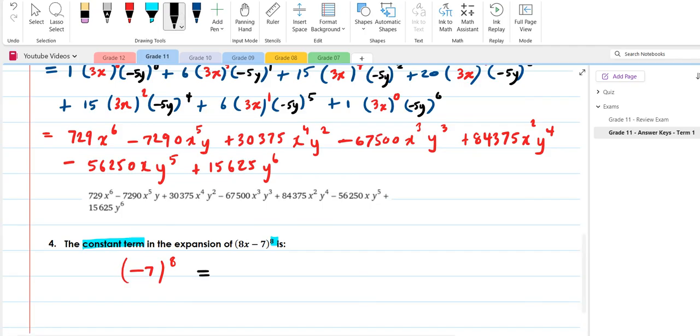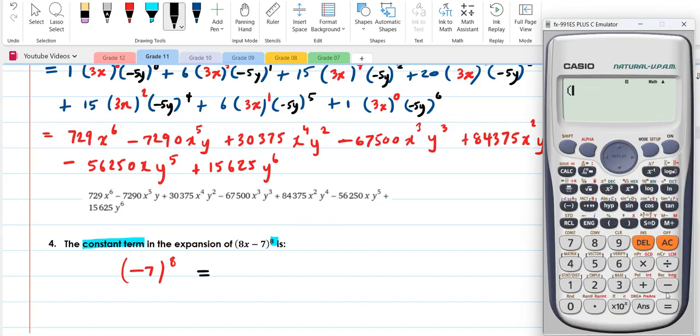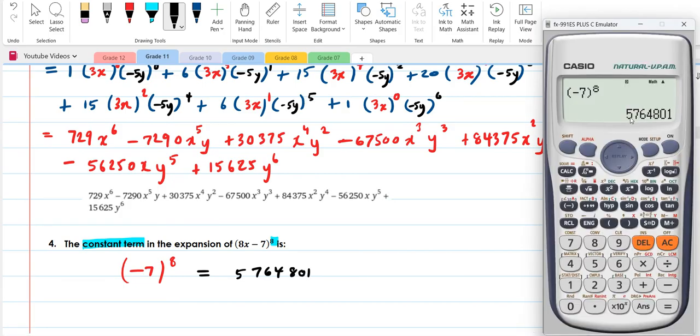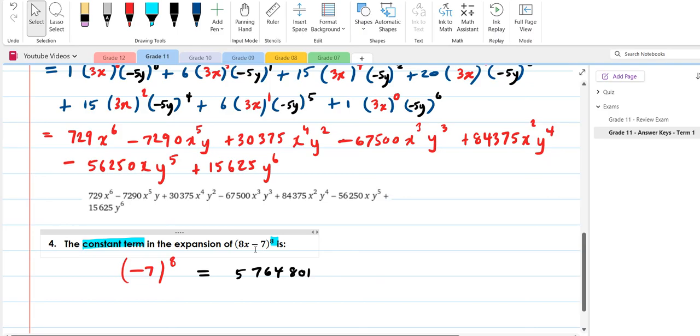So negative 7 to the power 8, we need to work that out. Negative 7 to the power 8 is 5,764,801. That should be the constant term. And by the way, there's no need to expand everything to 9 terms here. So that's my answer.